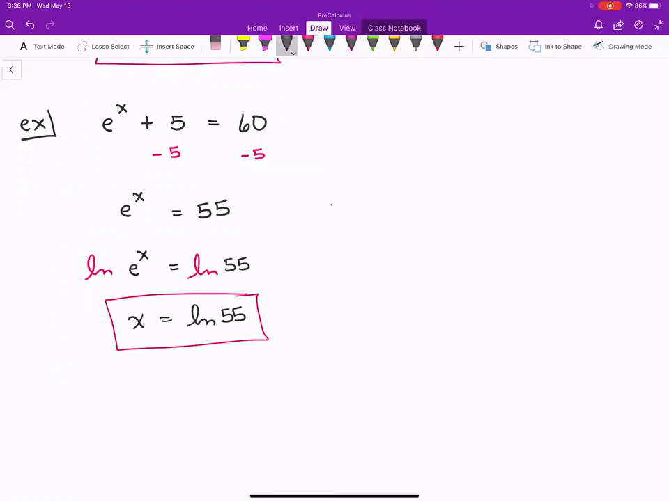Or right here, when you were at e to the x equals 55, you could have said, hey, a log is an exponent, a base is always a base. So a log is always equal to the exponent. The base is e, so that'll be the base of my log, and whatever else I've got goes inside, which means that really I've got the natural log of 55 equals x.